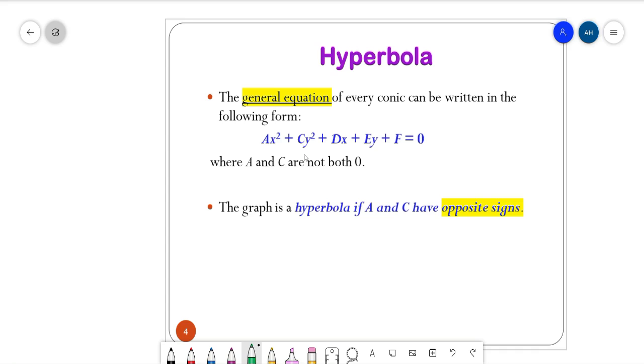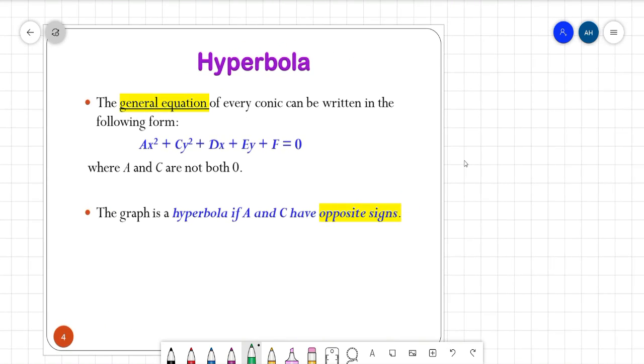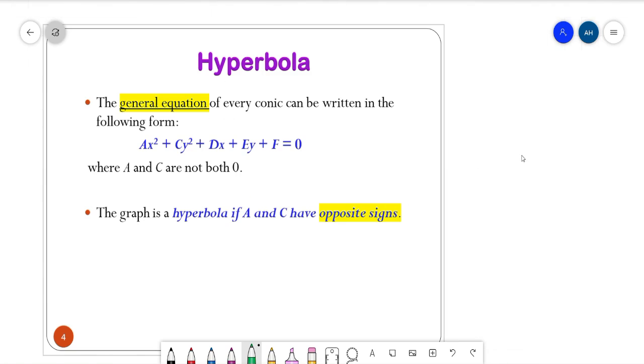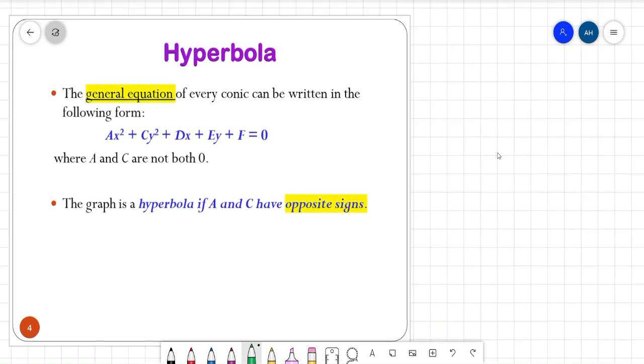Now, with the condition that the values of a and c cannot both be equal to 0 simultaneously. One of them can equal 0, but not both. One of them must not equal 0. But each one of the conic sections has special properties, in particular the values of a and c. Let's talk about that.